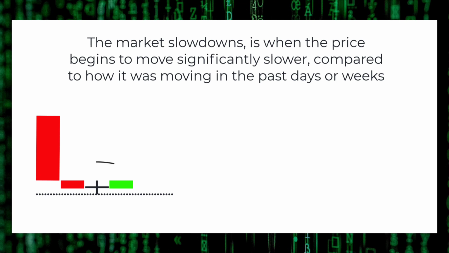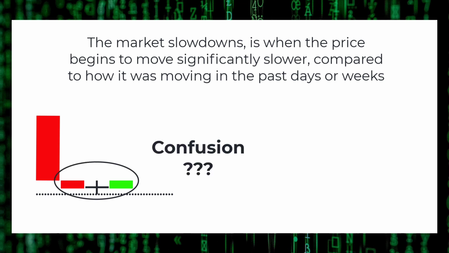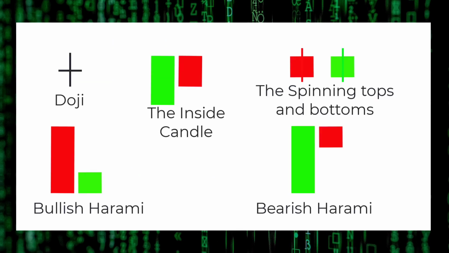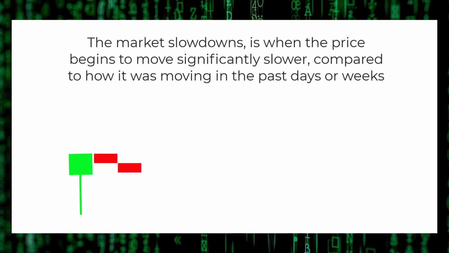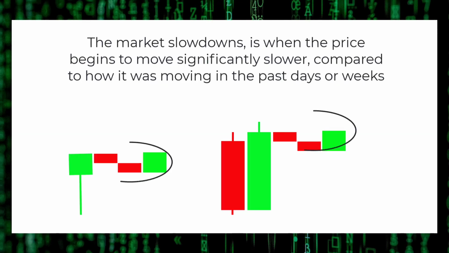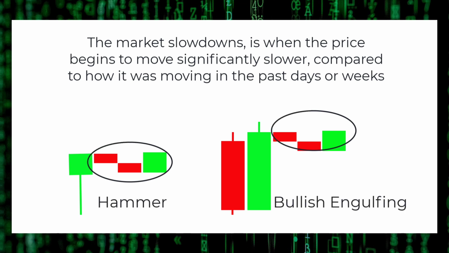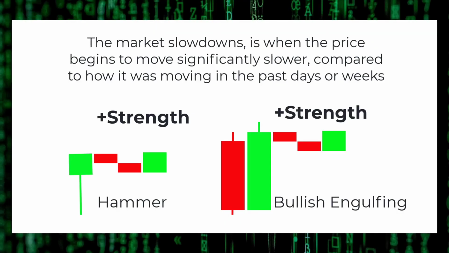So, the slowdown in this case creates confusion, which means that the candlestick patterns that require the market to slow down in order to form, such as the Doji, the spinning tops and bottoms, the inside candle and the bearish and bullish Harami, will only form when the market is uncertain about the next move, which makes them always remain weak patterns. Second, if the market slows down immediately after a candlestick pattern shows up, such as the hammer or the bullish engulfing, that also indicates that the market has recognized that pattern, which adds strength to the pattern and increases the probability of success.